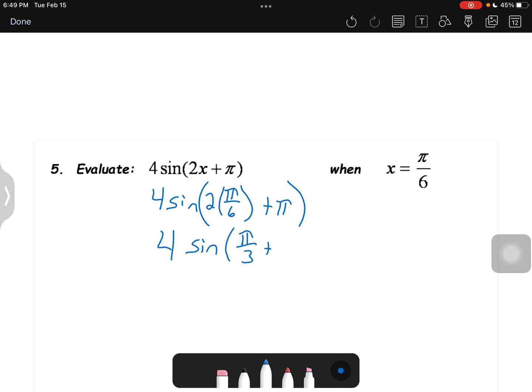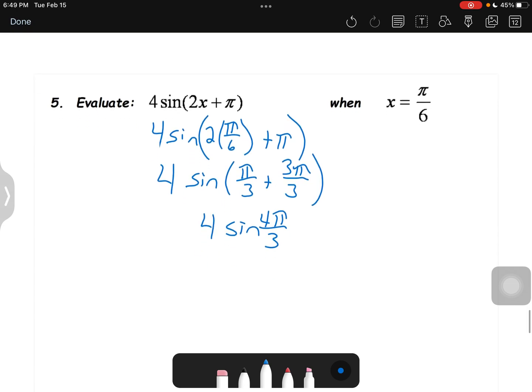Now, again, fractions, you need to have a common denominator. So I want a 3 as my denominator. And I've got pi, so this is going to have to be 3 pi over 3. Right? 3 pi over 3 and pi, they're the same thing. Now I've got a common denominator. Let's add these up. So 1 pi plus 3 pi, that's 4 pi, right? So that's 4 pi over 3. I'm going to take the sine of that, and then I'm going to multiply that by 4.